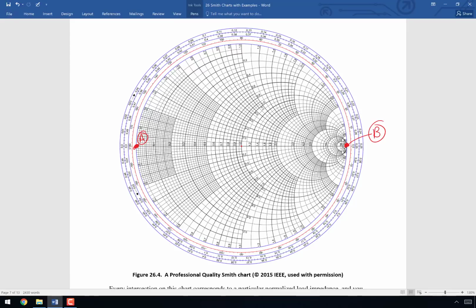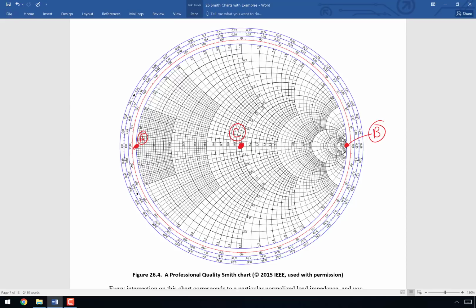And we have 1 plus J0. So this is the R equals 1 circle right here. Plus J0, well, again, I'm not going to go above or below the horizontal axis, so that's just this point right here in the very center. And it turns out that that's a very important point. So we'll come back and talk about that more later.